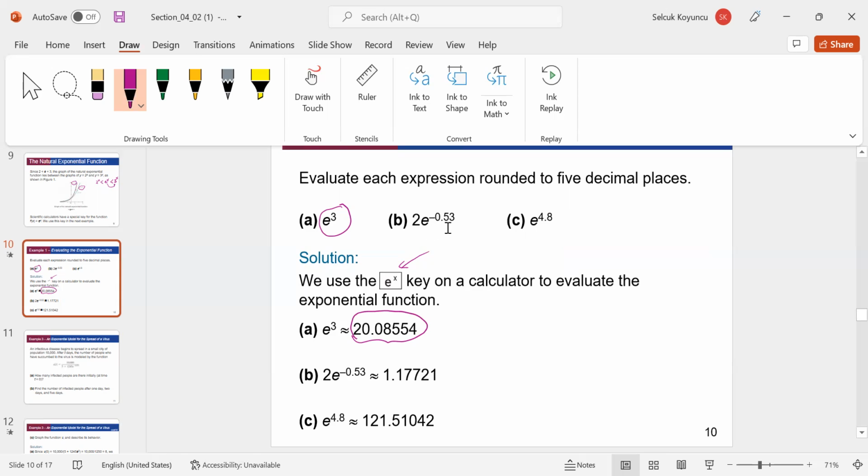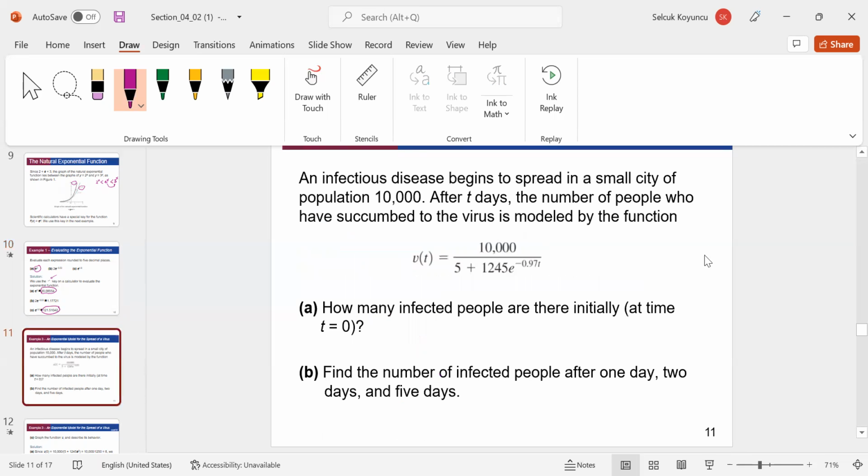Same thing for c. So this will be e to the, you press the e and then the power button, and then write 4.8, and then you'll have the approximated value of that as this number. Okay. Now here is another application problem where e is involved.